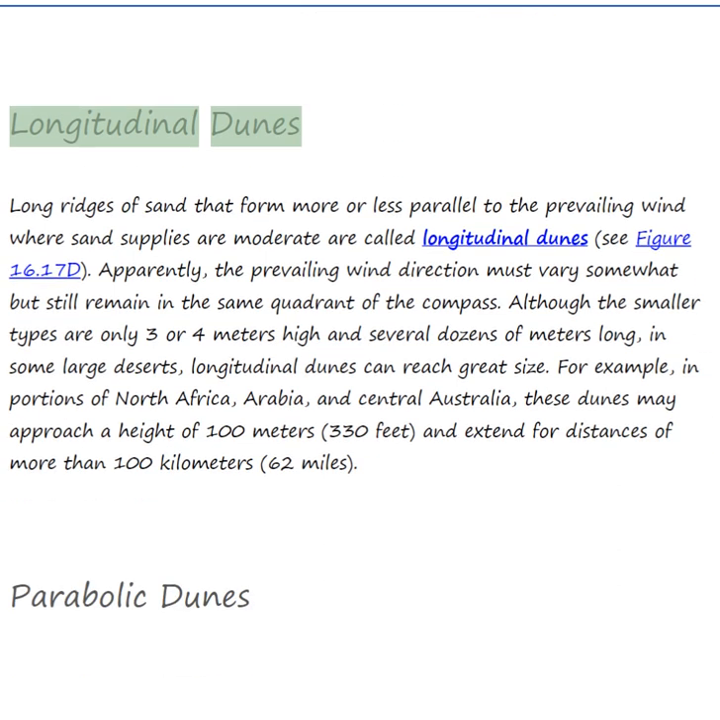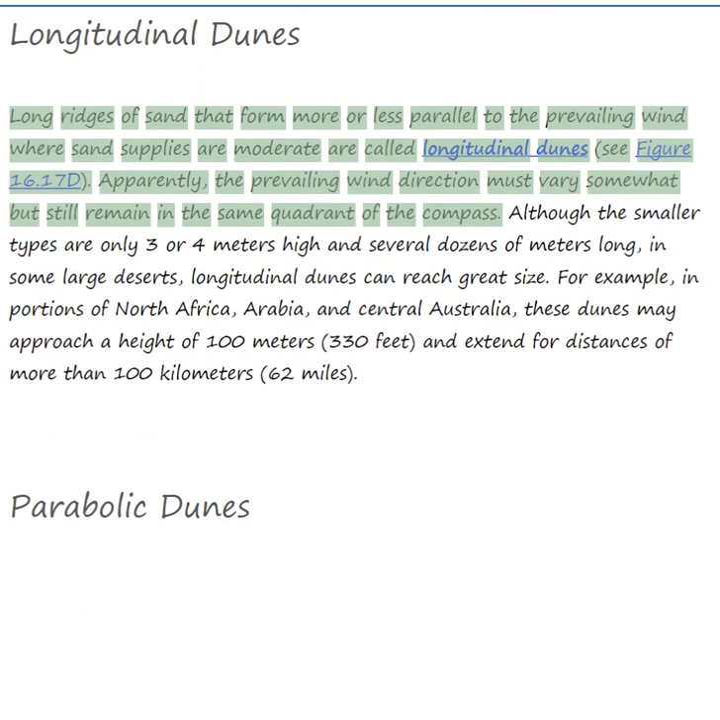Longitudinal dunes. Long ridges of sand that form more or less parallel to the prevailing wind where sand supplies are moderate are called longitudinal dunes. Apparently, the prevailing wind direction must vary somewhat but still remain in the same quadrant of the compass.